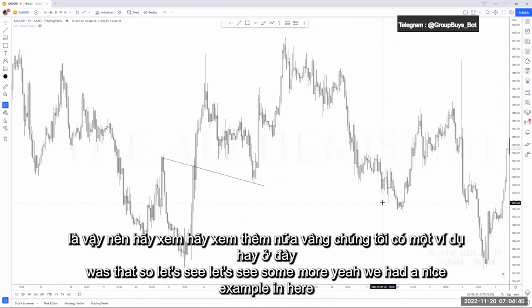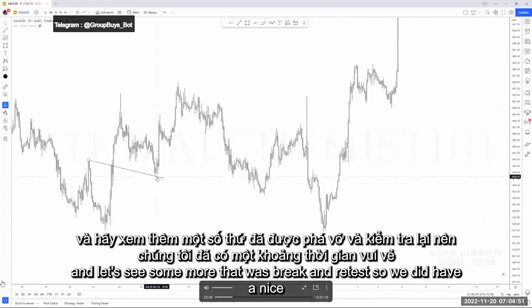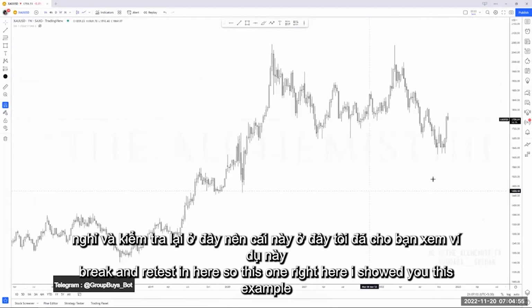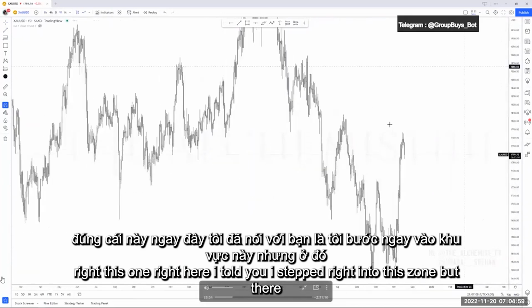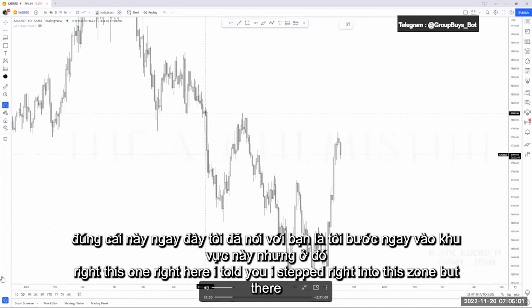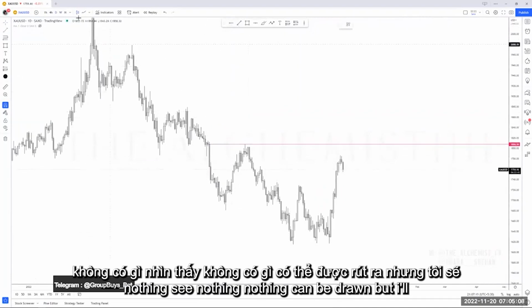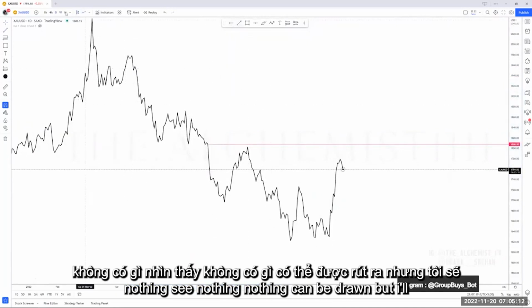So let's see some more. We had a nice example in here. That was break and retest. So we did have a nice break and retest in here. This one right here, I showed you this example, right? I told you, price tapped right into this zone, but there was no other confluence for this. No outer trend lines, nothing. Nothing can be drawn, but I'll show you.